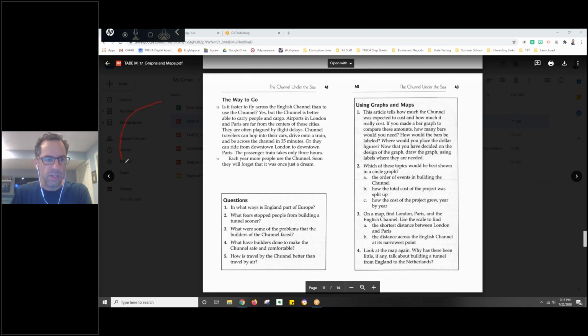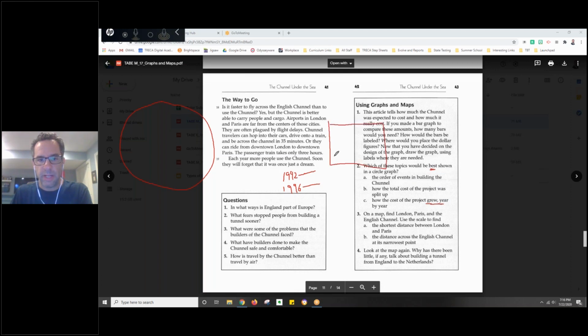So let's do a nice circle graph here. So ordering of events, I don't know how you do it. You have like 1992, this happened. 1996, this happened. So I don't know how you would put that in a circle graph. Probably not the best. How the total cost of the project was split up, that one probably makes sense. And then how it grew year by year would be probably a good one for like a line graph.